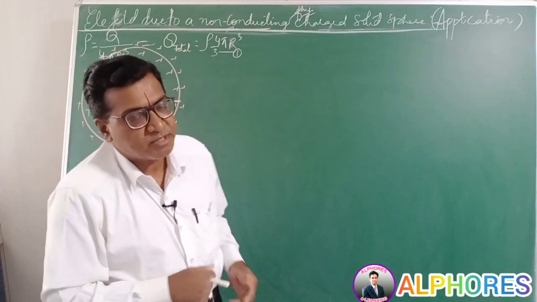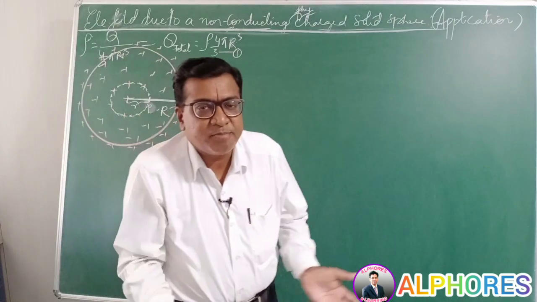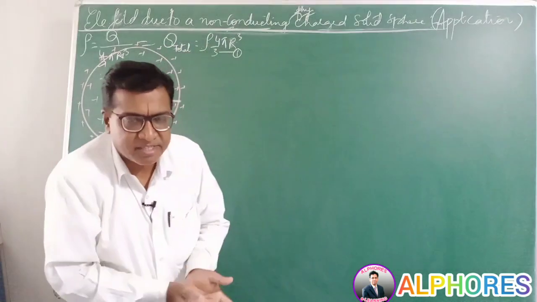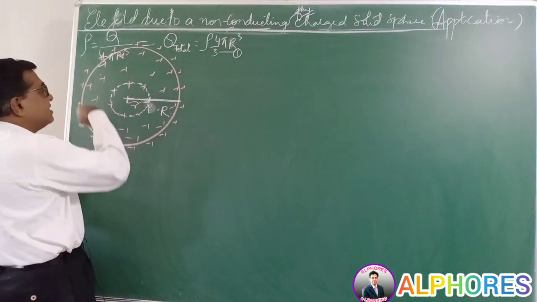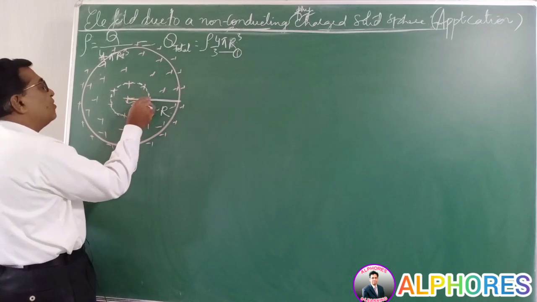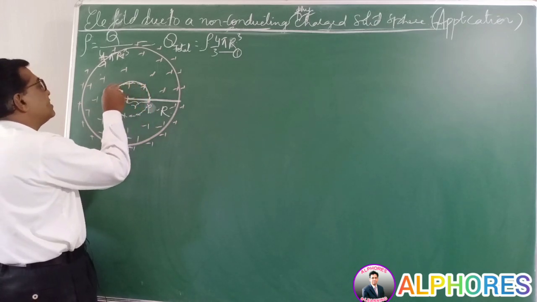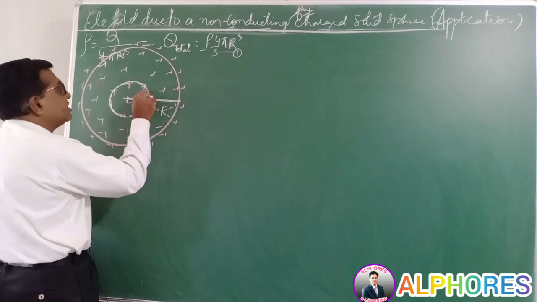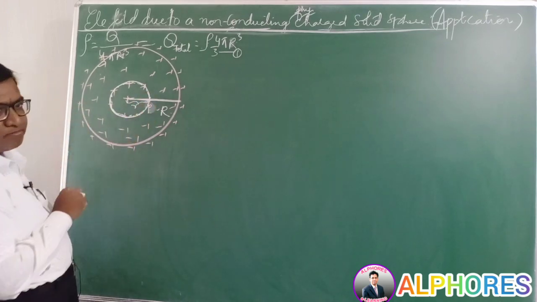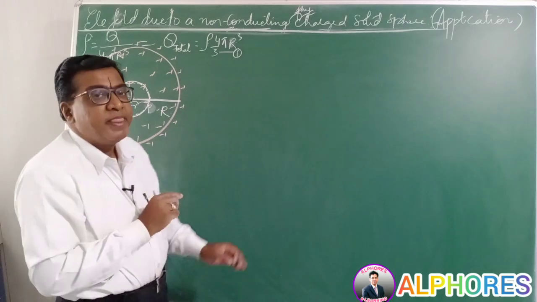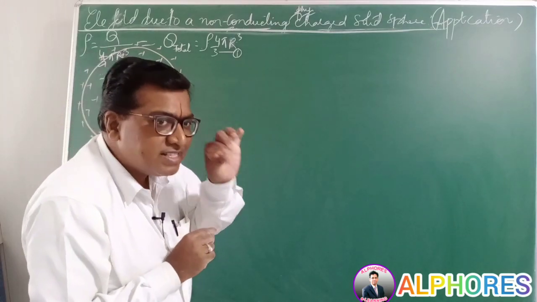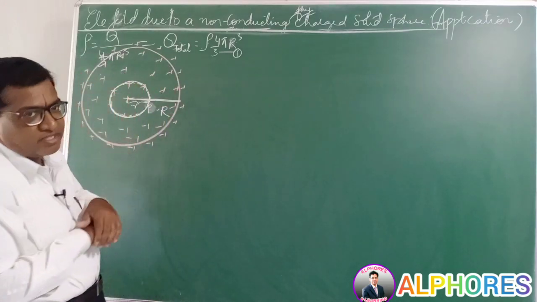Then the last one, for a sphere, the spherical Gaussian surface you have to imagine, again the field is radially outward. So now this is a sphere, the point is inside. Here also let me imagine a spherical Gaussian surface like this, of radius small r. Now first step, we will find out the charge that is enclosed inside this Gaussian surface.